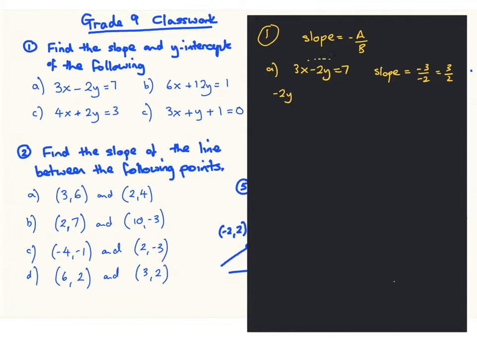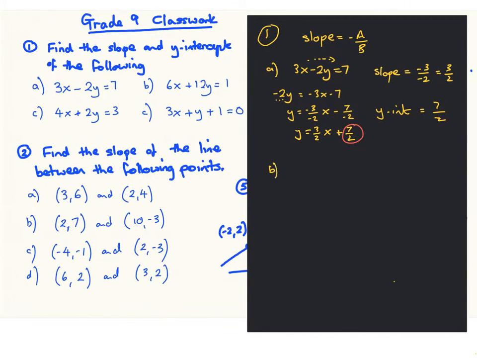So we take the 3x over, we get negative 3x minus 7, divide by negative 2, that gives me negative 3 over negative 2x minus 7 over negative 2. So y equals 3 over 2x, because the negatives cross out, and the negatives cross out here too, 7 over 2. So the y-intercept is 7 over 2, and that's fairly easy.